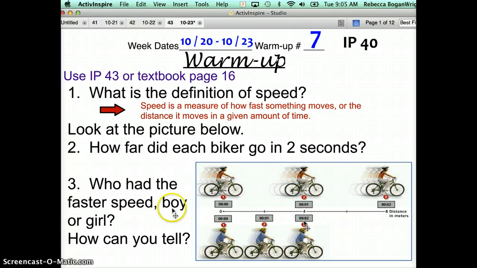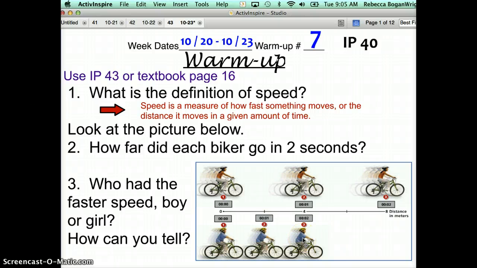So question number 3, who had the faster speed, the boy or the girl, and how can you tell? Well, obviously, if you analyze this picture correctly, this girl covered greater distance, so she had a faster speed because in 2 seconds, let's say they both started at the same place, which they did, but in 2 seconds, the girl had gone 8 meters, and in 2 seconds, the boy had only gone 4 meters. So the girl on the bicycle had a faster speed because she covered more distance in the same amount of time than the boy did.